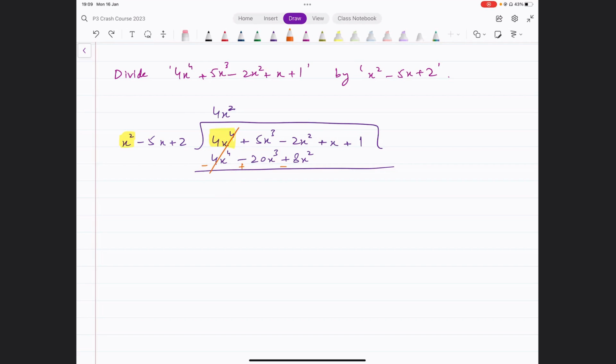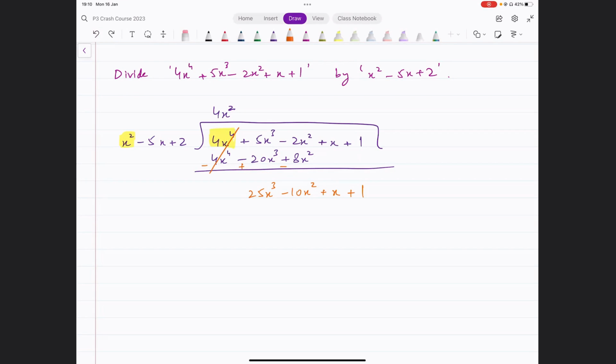Then what's the next term? 5x cubed plus 20x cubed. That is giving me 25x cubed. Minus 2x squared minus 8x squared. That is minus 10x squared plus x plus 1. We bring down the next terms as they are.